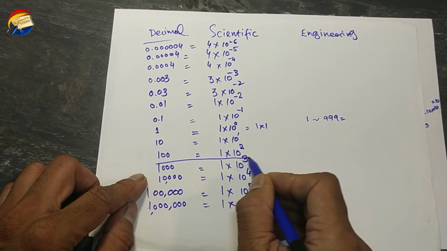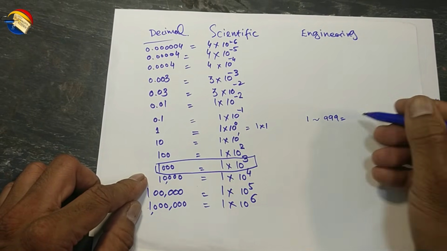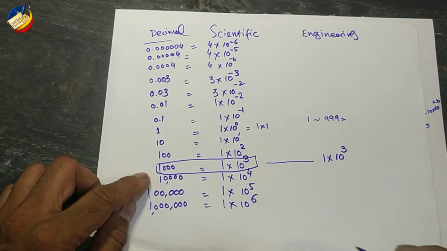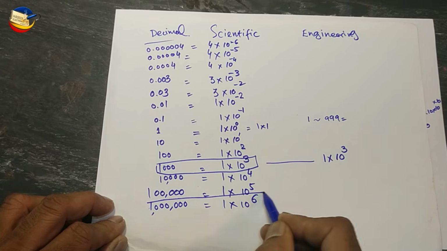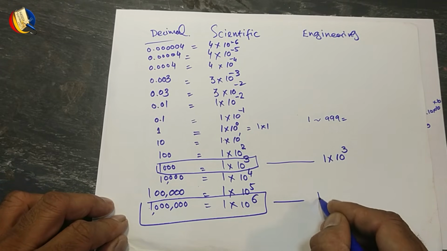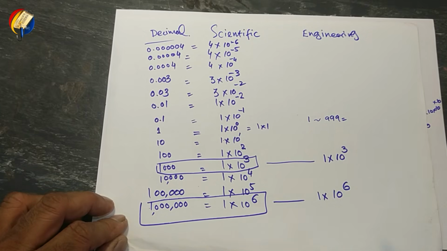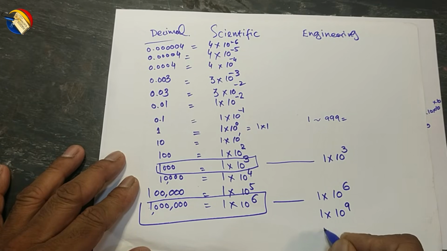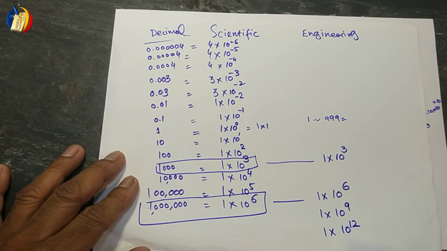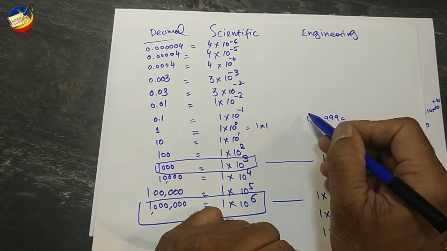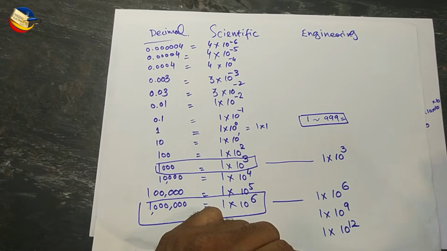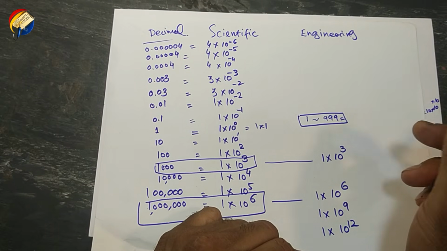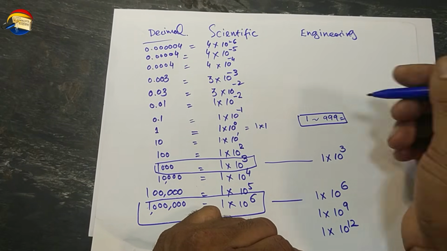Then this number, 1 × 10 raised to the power 3, then 1 × 10 raised to the power 6, 1 × 10 raised to the power 9, 1 × 10 raised to the power 12. Same way here, these numbers are mentioned directly as is: 560 ohm, 999 ohm, 880 volt, like that.